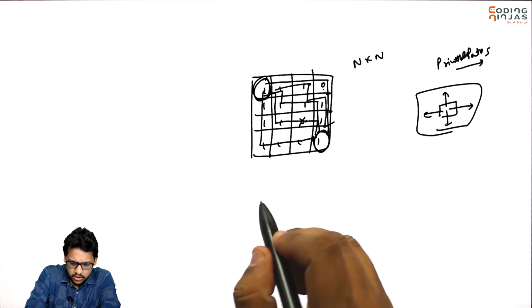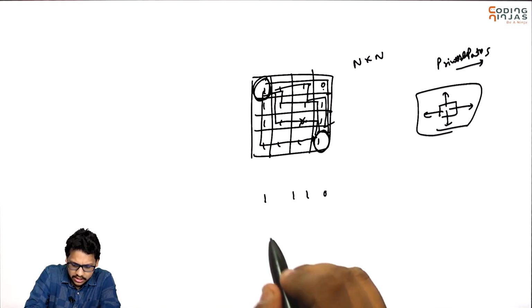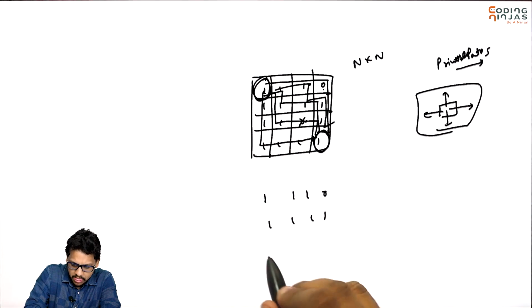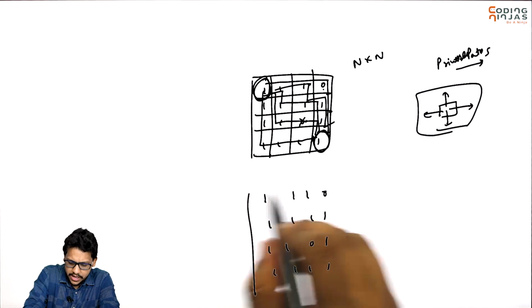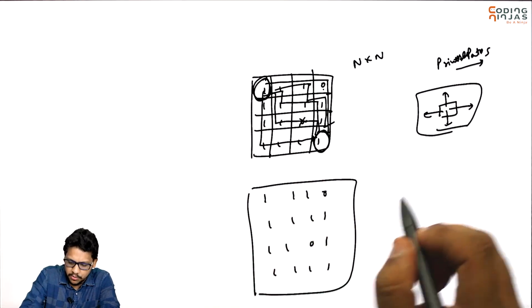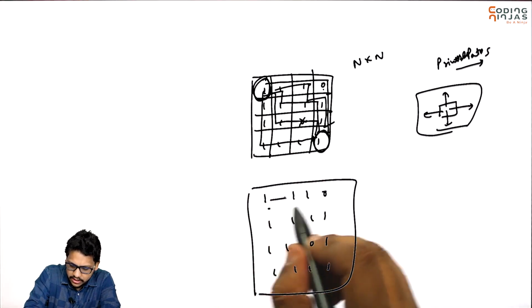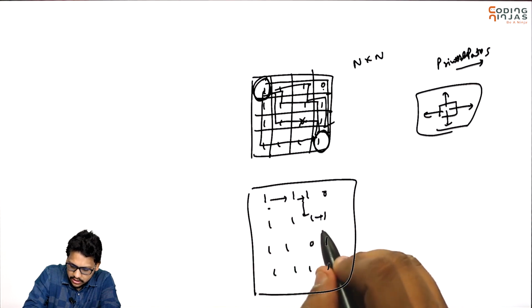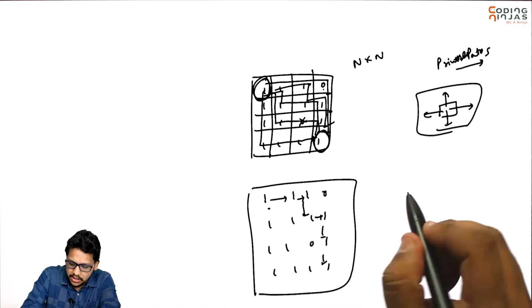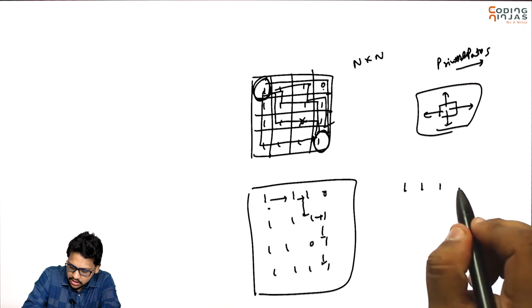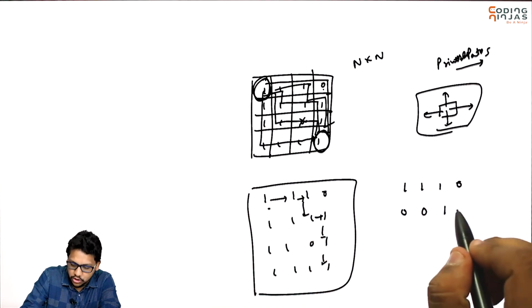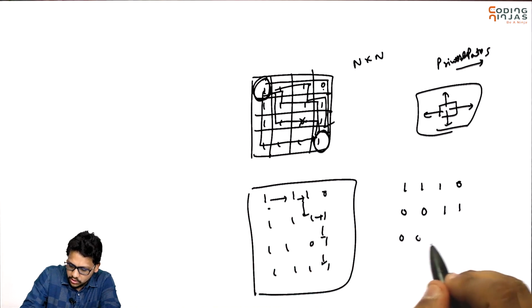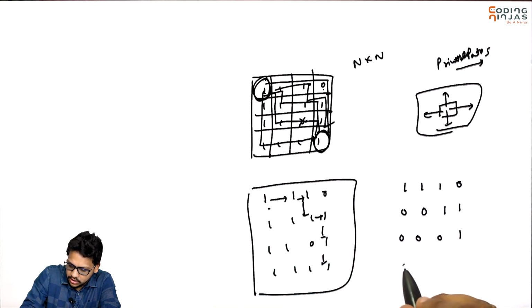One thing here is, for printing all the paths, how will you print? Let's say you want to print this. So how will you print the path? This should be printed like this: 1 1 1 0. The rest of them which are not included in the path should be 0. This is 0 0 0, this is 1. This is 0 0 0 1.